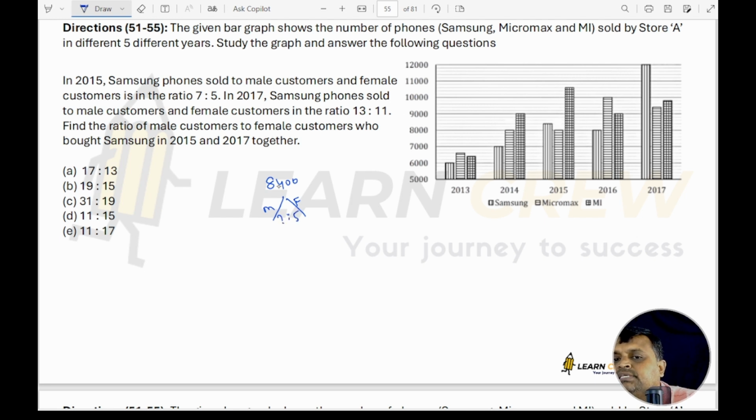So 12 parts is 8,400. Each part 700. 7 into 700 is 4,900. 5 into 700 is 3,500.